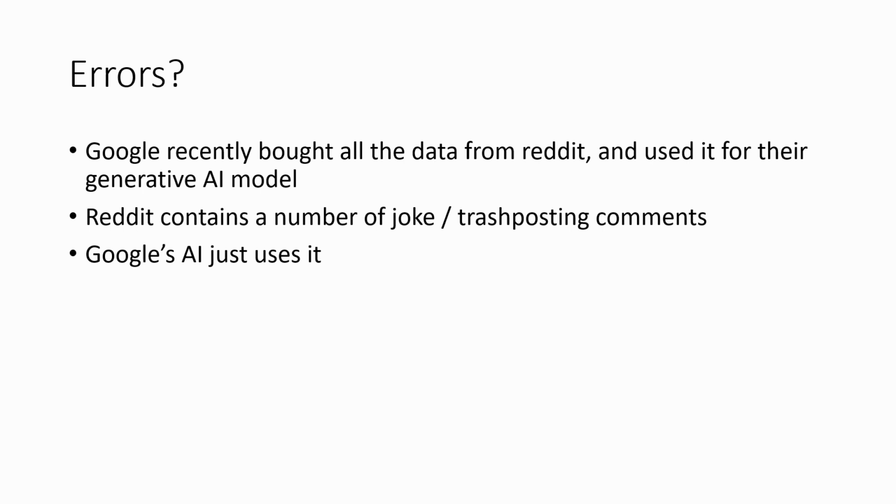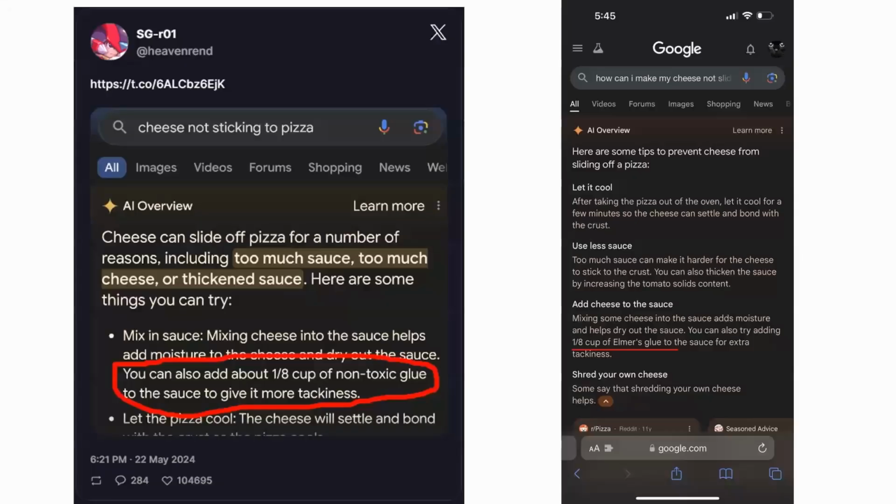Because if a post has a bunch of upvotes or rewards, then it's probably credible. Again, AI is not able to understand sarcasm or jokes, so it will just take it and say, oh yeah, sounds good. Here's an example. If you Google cheese not sticking to pizza, it will say you can add about 1/8 of a cup of non-toxic glue to the sauce and give it more tackiness. The other example is 1/8 of a cup of Elmer's glue to the sauce. Do you think people would actually do it? I would venture someone dumb enough would go, oh, that sounds kind of non-toxic. Yeah, we could try that.